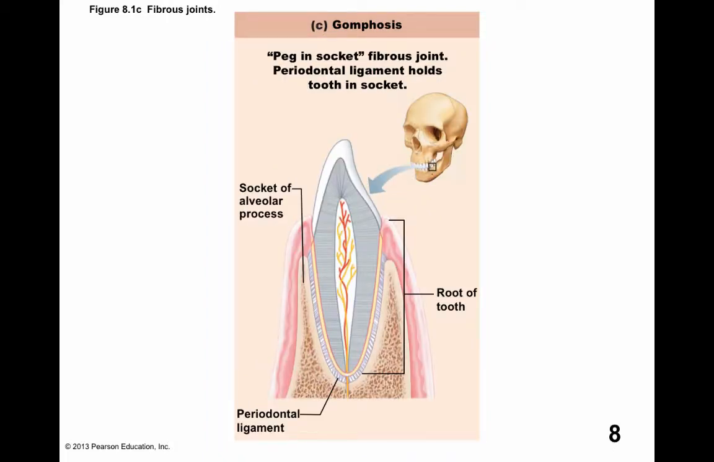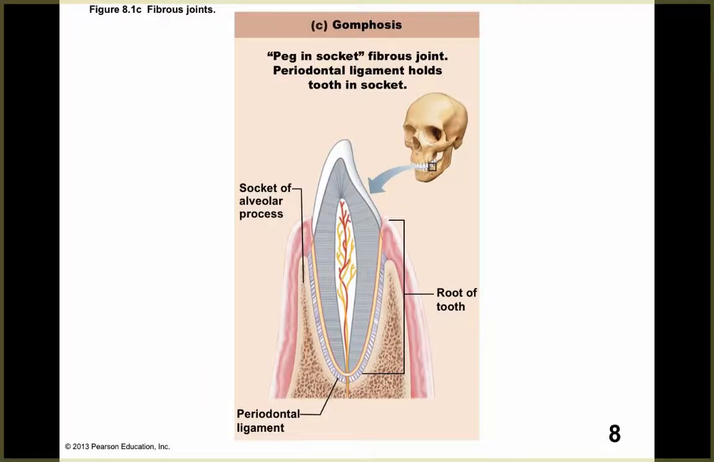So gomphosis is basically the ligament that you find within your teeth. These are peg-and-socket fibrous joints. The technical word is the periodontal ligament, which holds teeth in their actual socket, right? Gomphosis is this joint formed by the union of the cone-shaped bone to the bony socket. So you can see this ligament that is right in there, essentially.